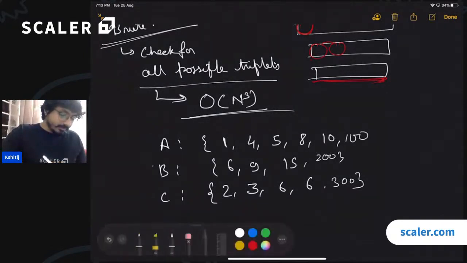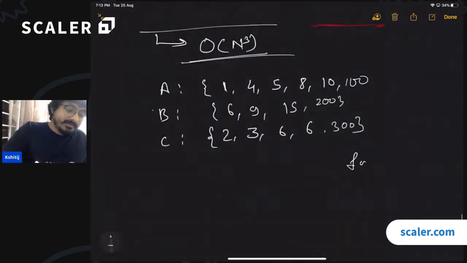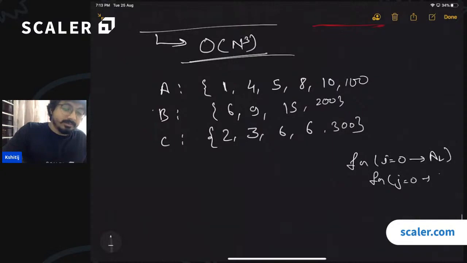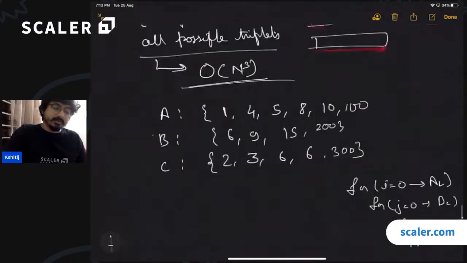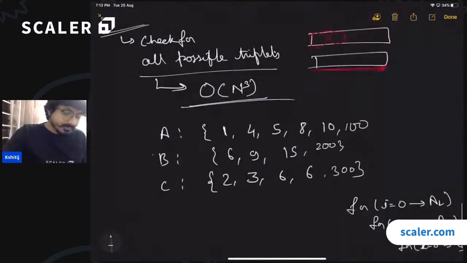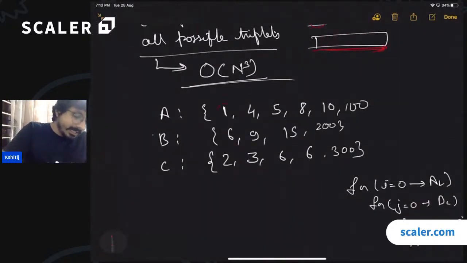Okay, so if you are running three loops, you will be starting a loop from i equals 0 to array 1's length, and inside this another loop from 0 to the second array's length, and then another loop, let's say k equals 0 to C's length. Then you will be checking the value of this equation for A[i], B[j], and C[k]. My question is that initially A[i] is this number, B[j] is this number, C[k] is this number. I is pointing here, J is pointing here, K is pointing here.